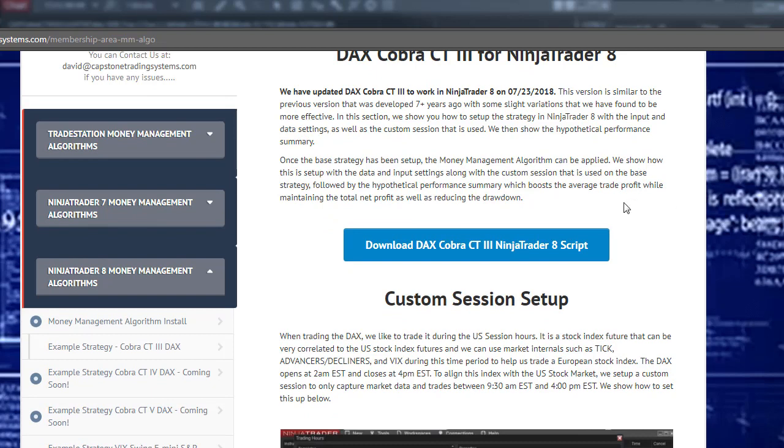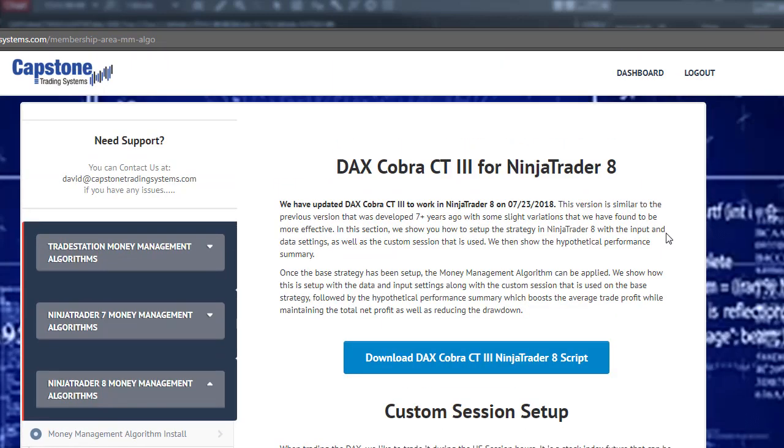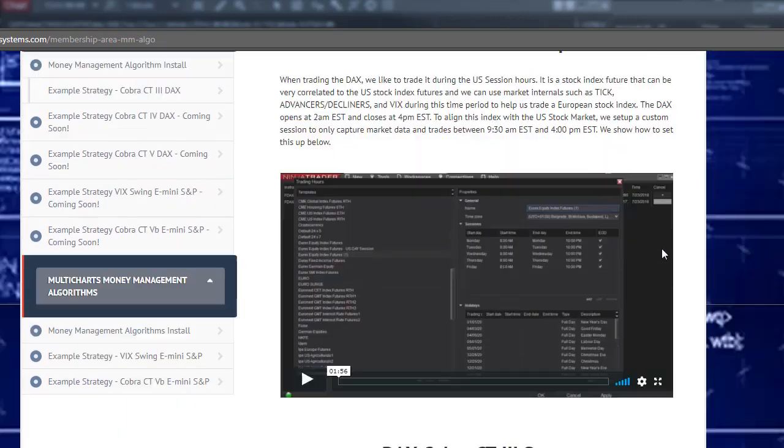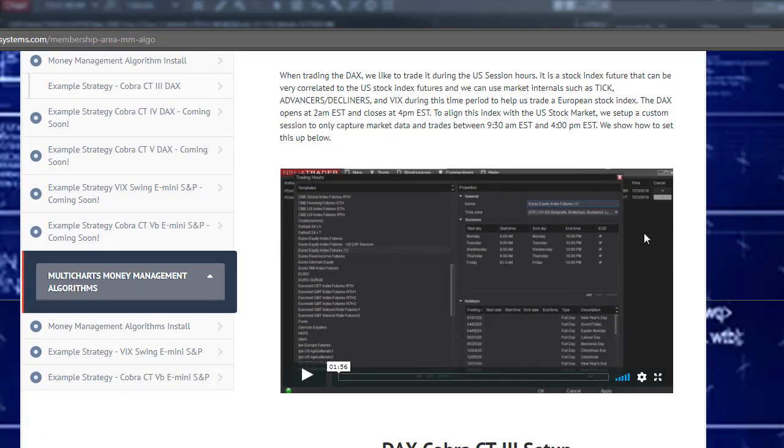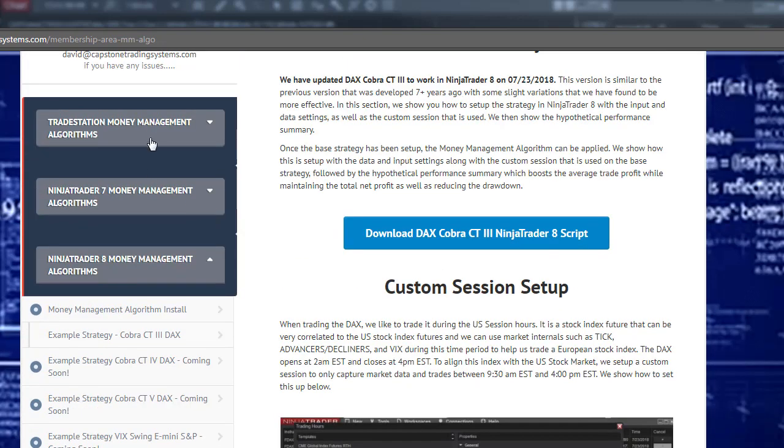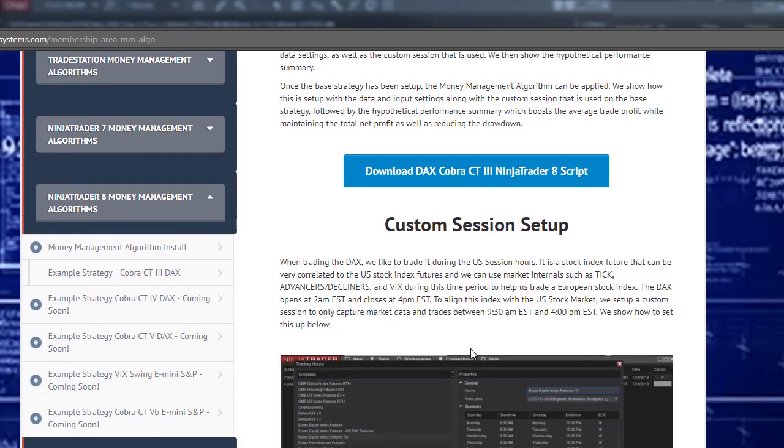There is nothing proprietary here about the input data sessions, custom session setup. You do have to purchase the membership area to download the open code though. And so here is Cobra CT3 DAX, put together in NinjaTrader 8. You can also get this in TradeStation and NinjaTrader 7 and MultiCharts as well.